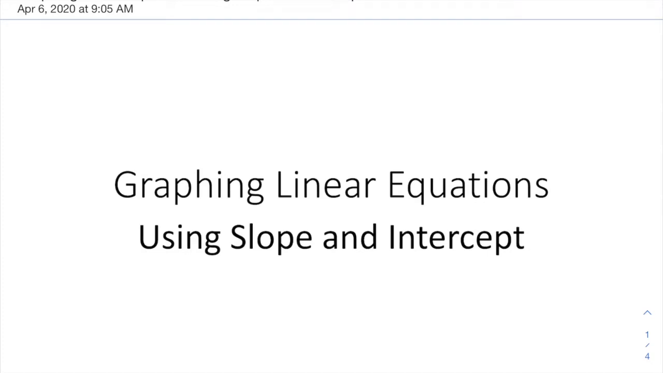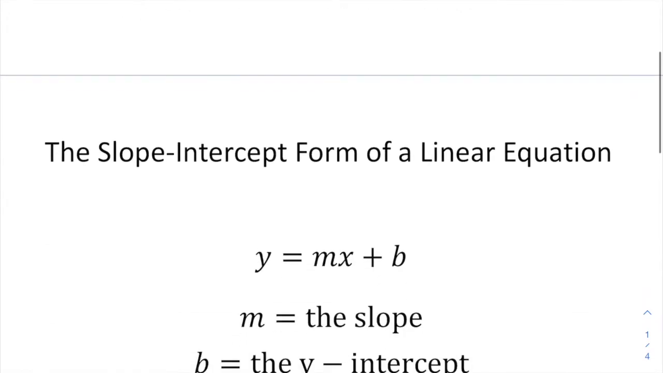Today's lesson, as you can see, is about graphing linear equations using slope and intercept. This is going to be a very basic how-to lesson. There's going to be a later lesson about how and why things happen the way they do.